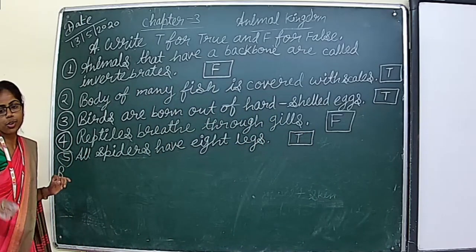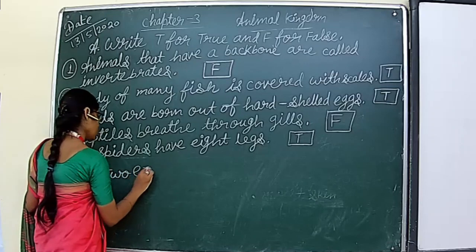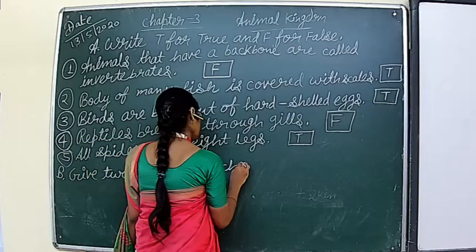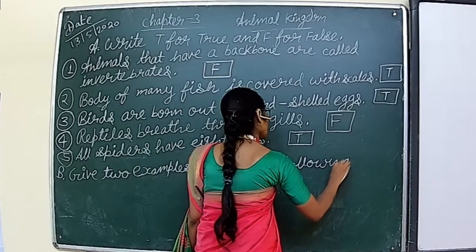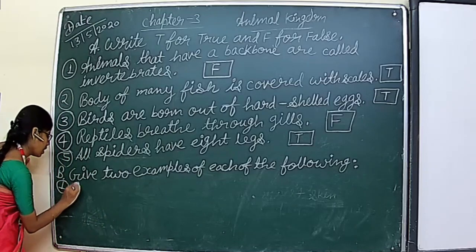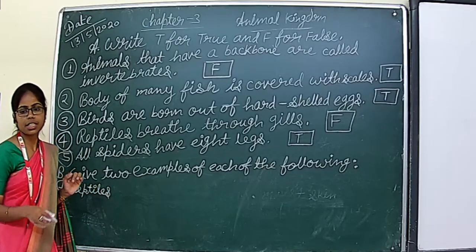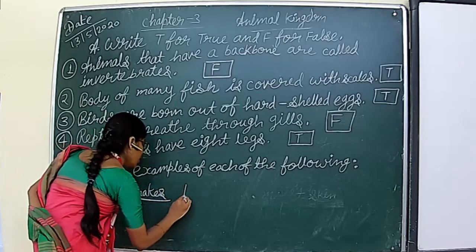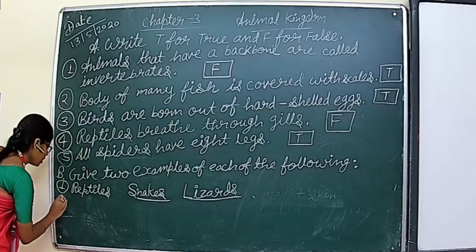Now moving to the next exercise. Give 2 examples of each of the following. We have to write two examples for each category, whatever is given. First one is reptiles. Examples of two reptiles we have to write. Snakes and lizards. Snakes and lizards are the two examples of reptiles.